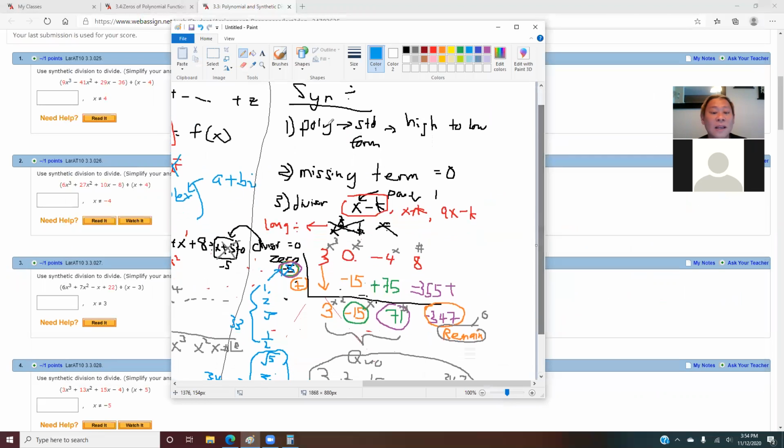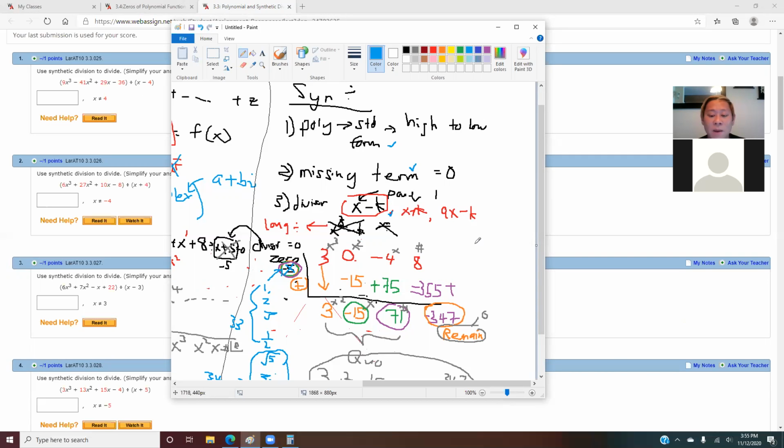The first requirement is: is this polynomial in standard form, Karishma? Is it high power to low power? Yeah, it is, so it is in standard form. Do you have any missing terms here? No, so that's good, we don't need to worry about that. And does your divisor, this one, have a square on your x or a cube on your x? No. So that means you can use synthetic division in this case.